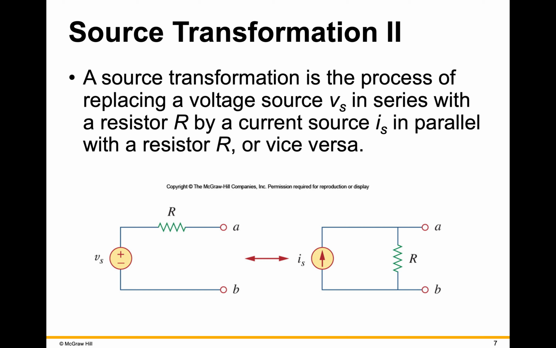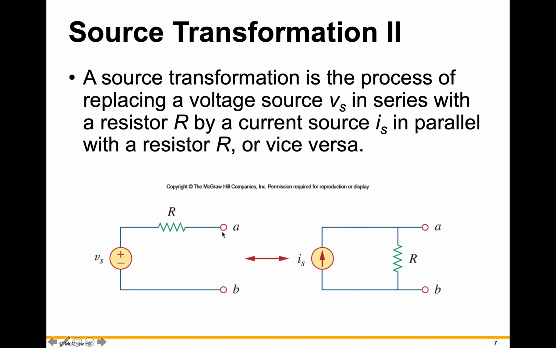It allows us to take a voltage source in series with a resistor and transform that to a current source in parallel with a resistor, or vice versa. And you may remember that the relationship between the elements in these circuits is that the resistance is the same and the current source is equal to the voltage source divided by R, or the voltage source is equal to the current source times R. So that's how we go back and forth.